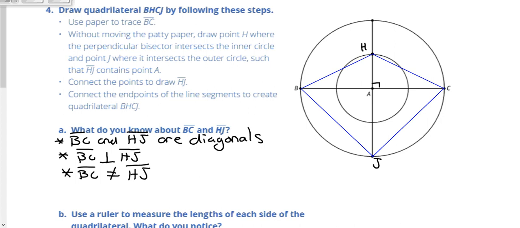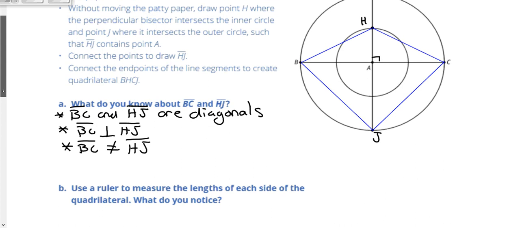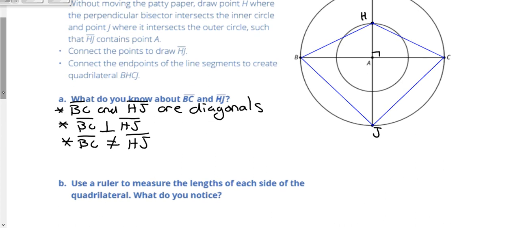So again, we're looking at a new type of thing. It looks like it follows suit with a rhombus because we have perpendicular and not equal, but now it's time to measure, and you can probably already guess that the lengths are going to be a little bit different. So go ahead and measure the outside lengths of the quadrilateral: BH, HC, CJ, and BJ.